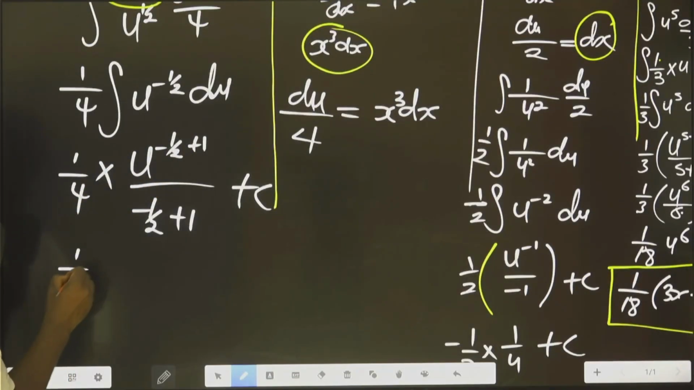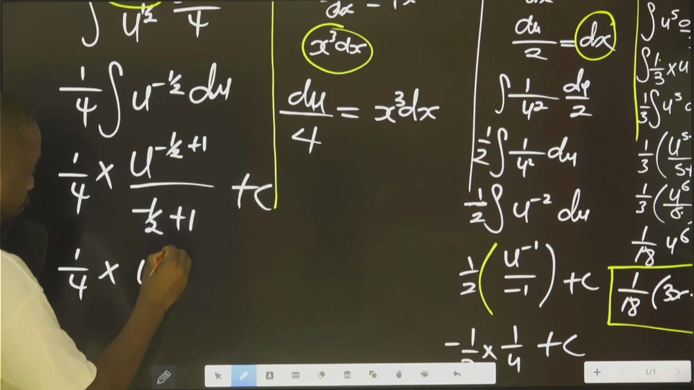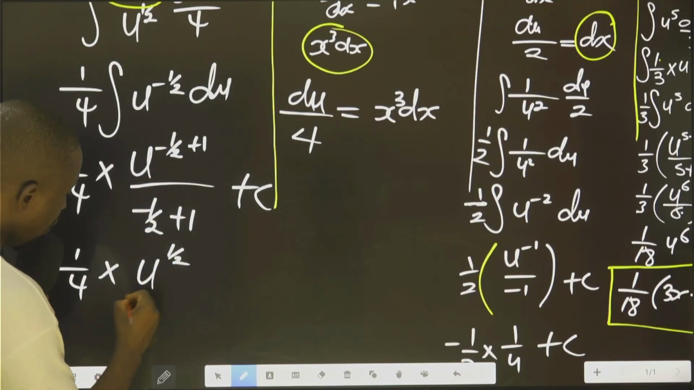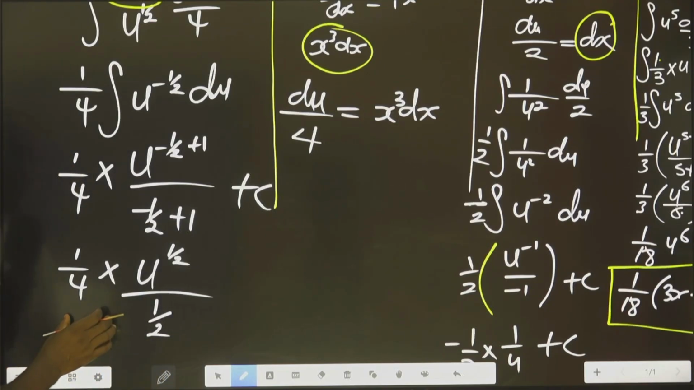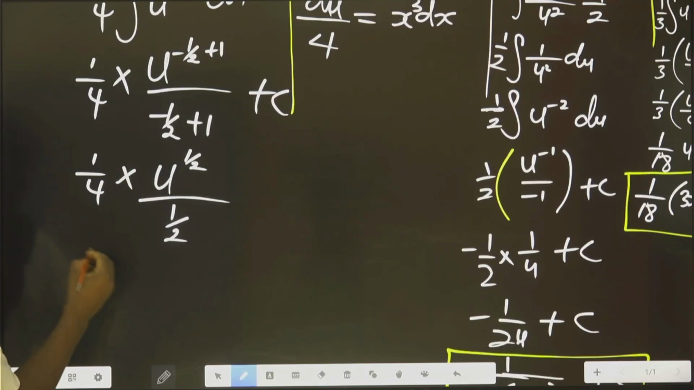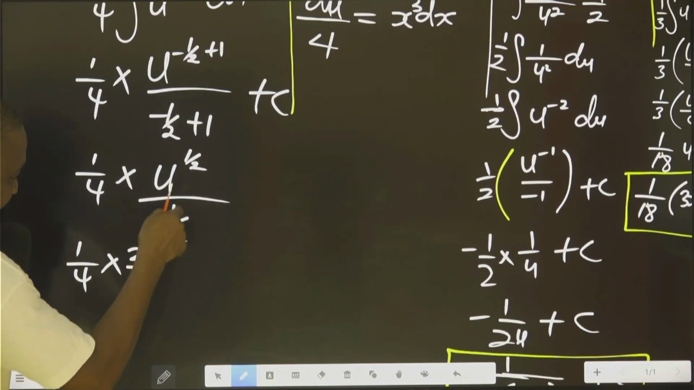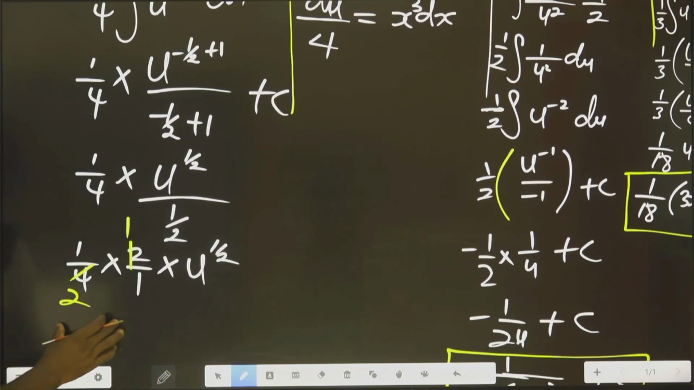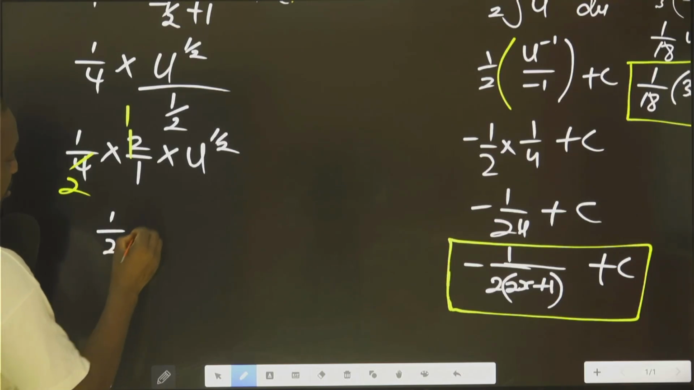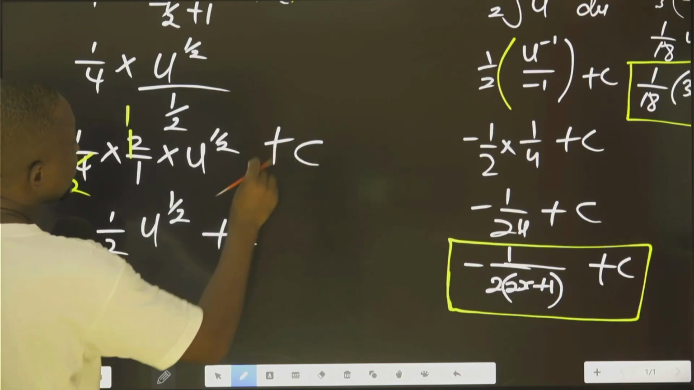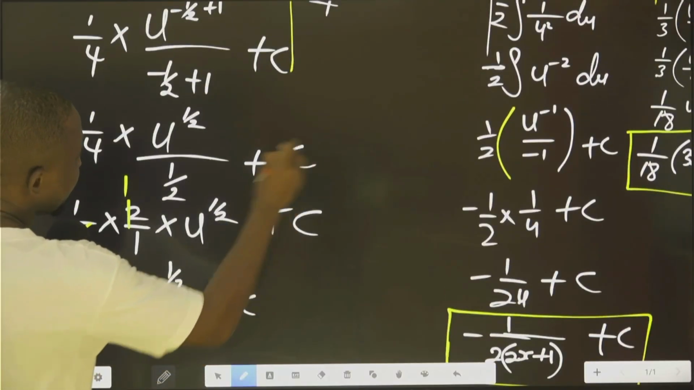This alone will give us 1 over 2, because minus 1 over 2 plus 1 is 1 over 2, over this also 1 over 2. This you can move to become 1 over 4 times 2 over 1, that is u to the 1 over 2. This here 1, this here 2. That is 1 over 2 now, u to the 1 over 2. Remember, you have to still put plus c, don't forget to put plus c.